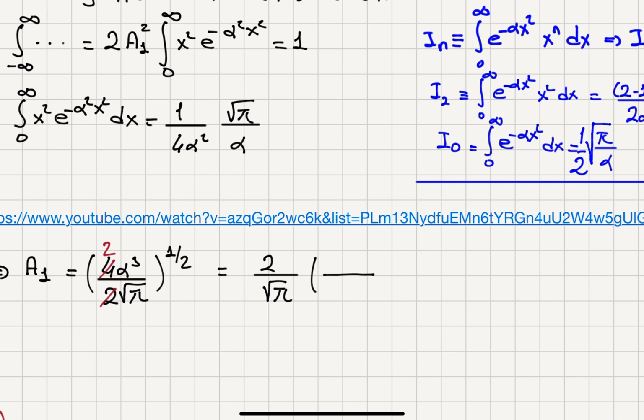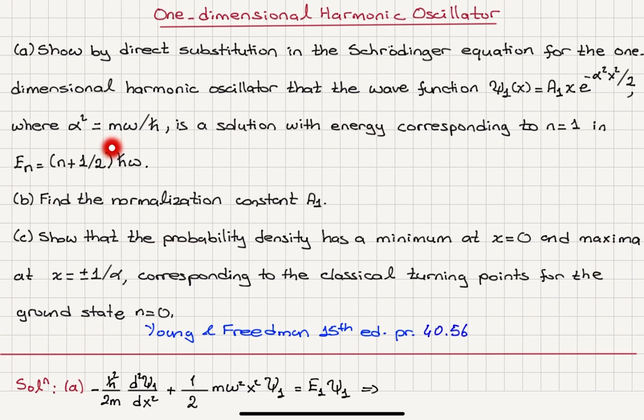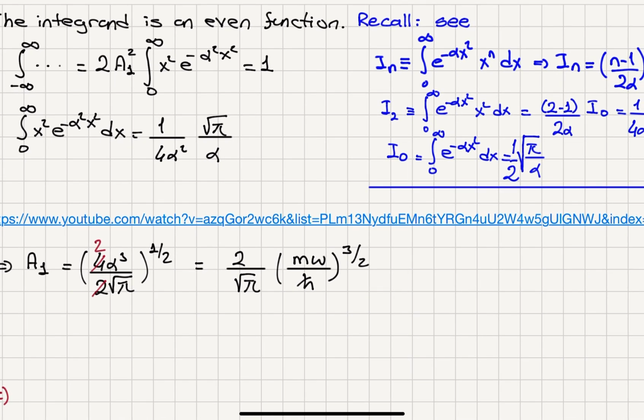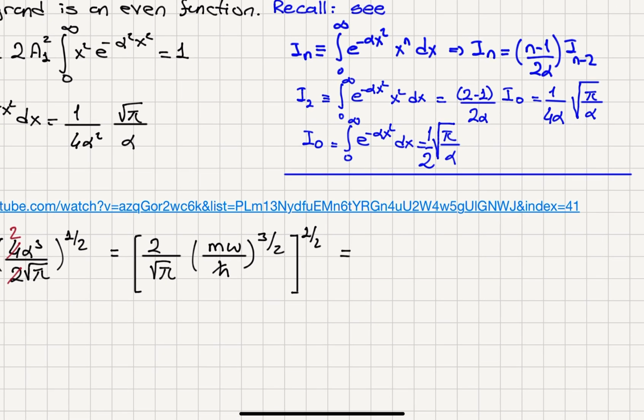Remember, alpha squared is m omega over h bar, so alpha is m omega over h bar to the power 1/2. I take the third power, m omega over h bar to the 3/2. That's what's inside the parentheses, and this should be to the power 1/2. So that will give me 2 to the power 1/2 divided by pi to the power 1/4, times m omega over h bar to the power 3/4.